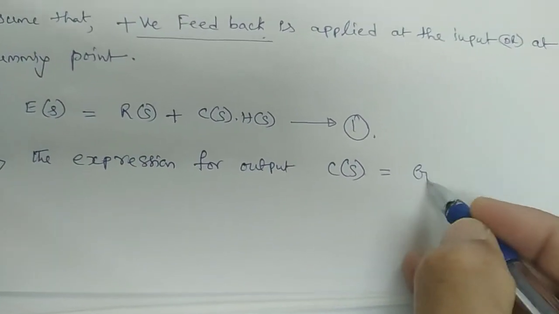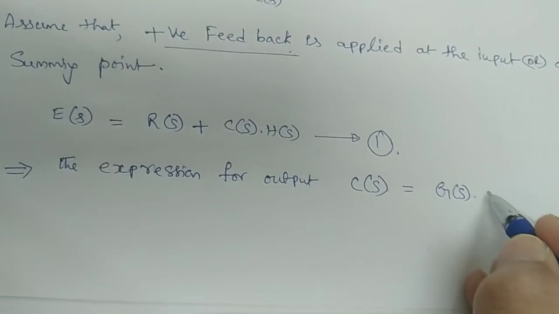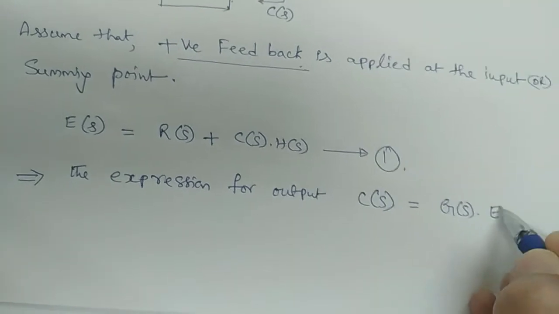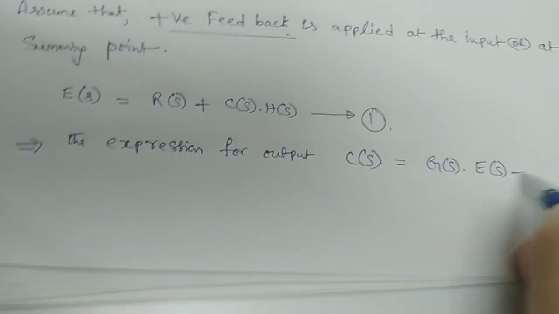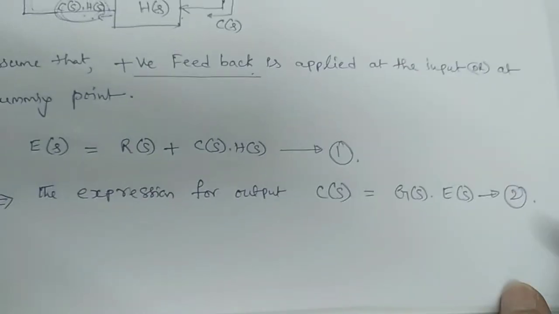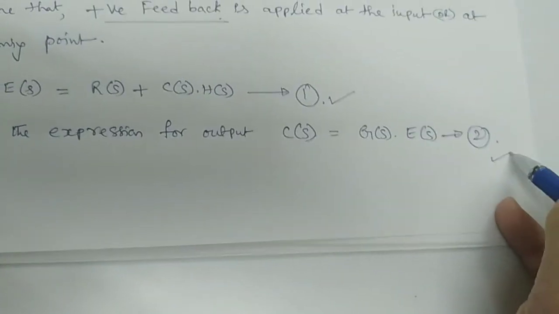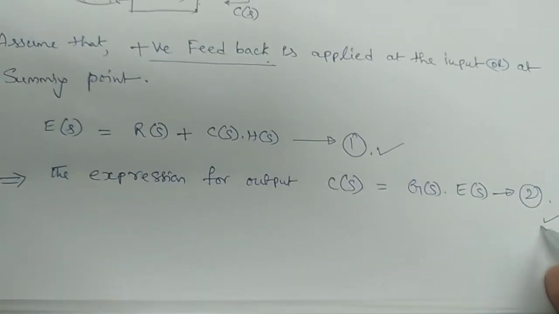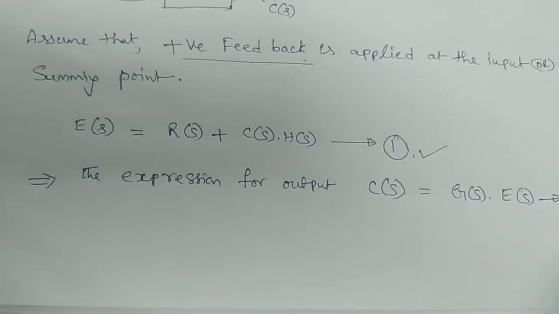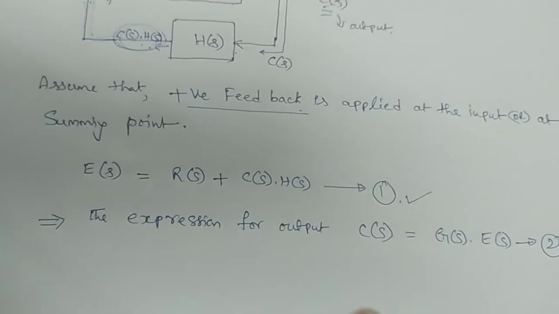Therefore here G of S into C of S, E of S. This is expression number 2. Okay, this is your first expression. This is your second expression, E of S. C of S is equal to G of S into E of S. Okay, now you can apply anything basically.